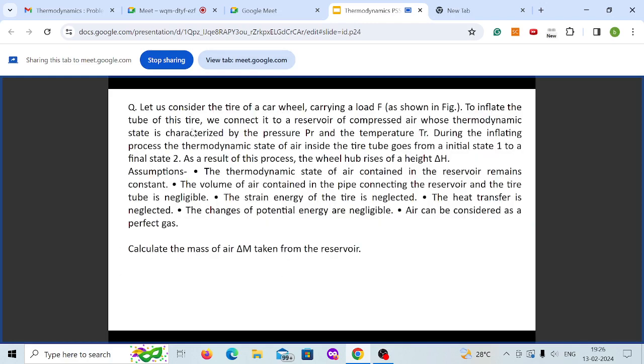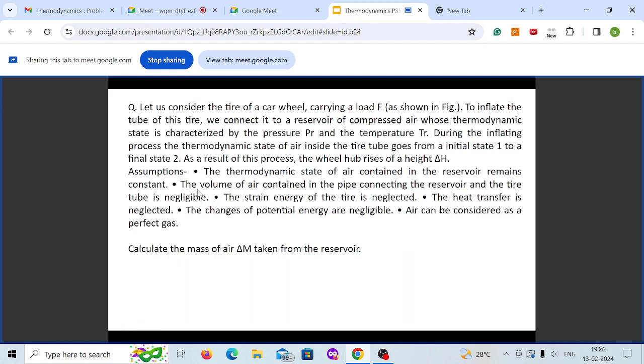So what else is given? The reservoir state is PR, TR. During the inflating process, the thermodynamic state of air inside the tire tube goes from initial state 1 to state 2, so we know the state points of 2. The wheel hub is raised by height delta h. The first assumption they are making is that the thermodynamic state of air contained in the reservoir remains constant. Reservoir means the properties of the reservoir will not change, so it will have pressure PR and temperature TR.